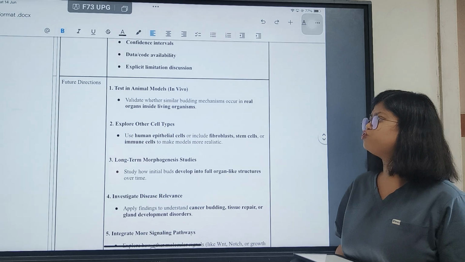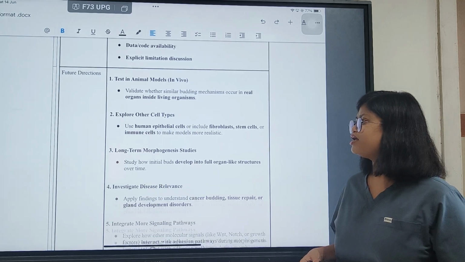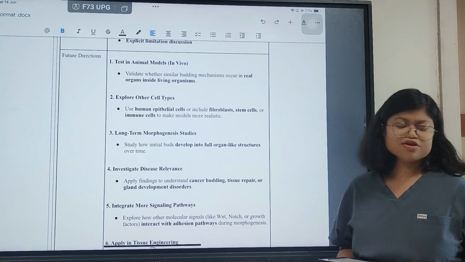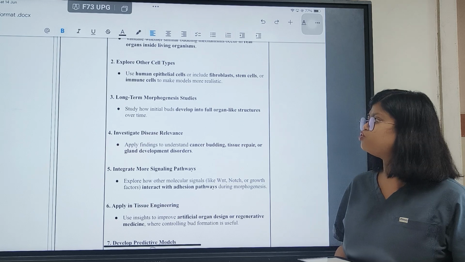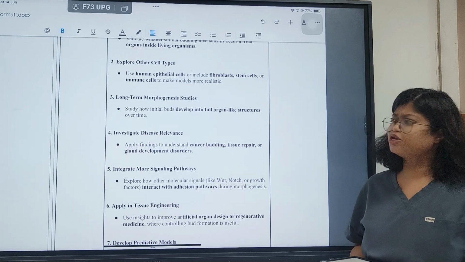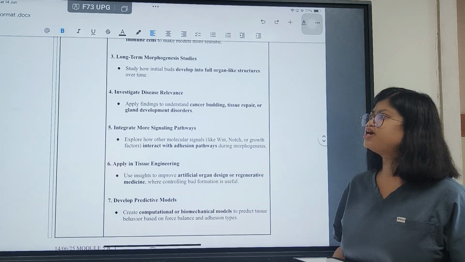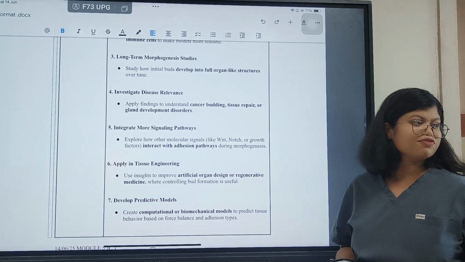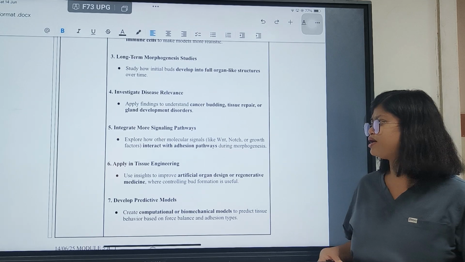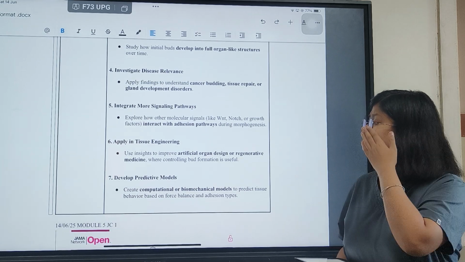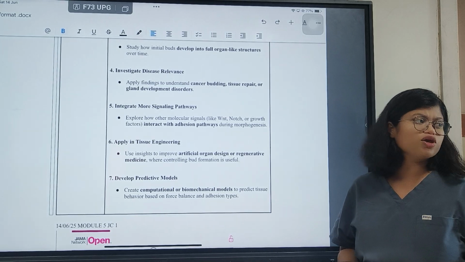So coming to the future scope, they can test in vivo and they can explore other cell types apart from the cell type that was used in this. They can do a long-term morphogenic study. It was a short-term study only, so a long-term one can be done. Investigate disease prevalence, specifically cancer progression, tissue repair and bioengineering mechanisms. Integrate the signaling pathways such as the WNT pathway, sonic hedgehog pathway, and notch pathway.